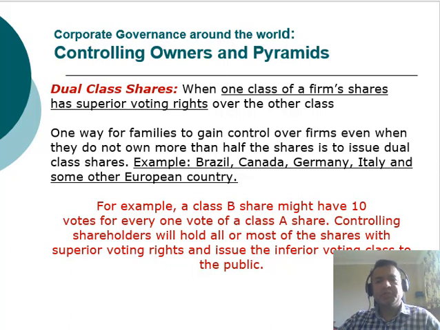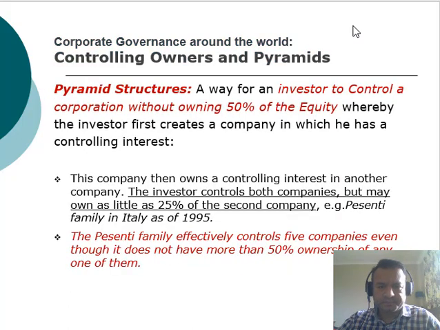Now, there are some countries where dual class shares can be easily issued. These countries include Brazil, Canada, Germany, Italy, and some other European countries.